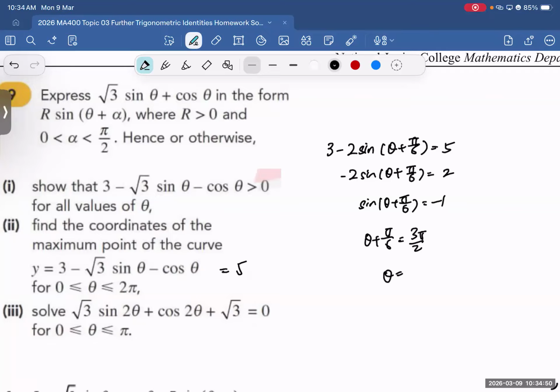What is 3 pi over 2 minus pi over 6? It's 5 pi over 6. Okay? 3 pi over 2 is 9 pi over 6. 9 pi over 6 minus pi over 6 is 8 pi over 6, which is 4 pi over 3. Alright.